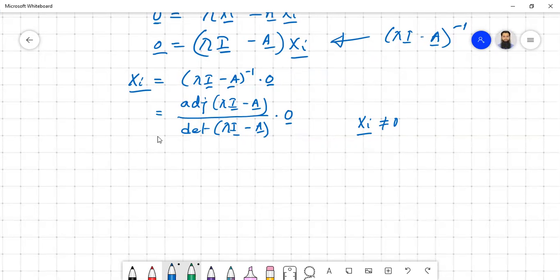Only if the determinant of lambda I minus A becomes 0. Then we have 0 by 0, and then we can have some undetermined value, which is not 0, of course. So the condition that we obtain from there is that the determinant of lambda I minus A has to be equal to 0. This is how we can find the eigenvalues, and once we have the eigenvalues, we can easily find the eigenvectors as well.